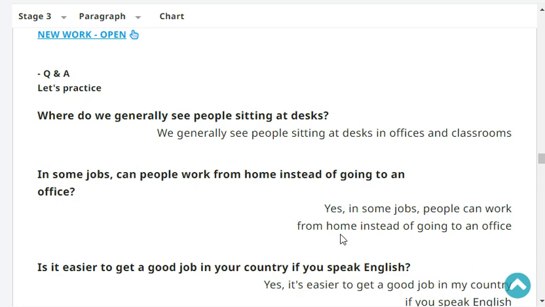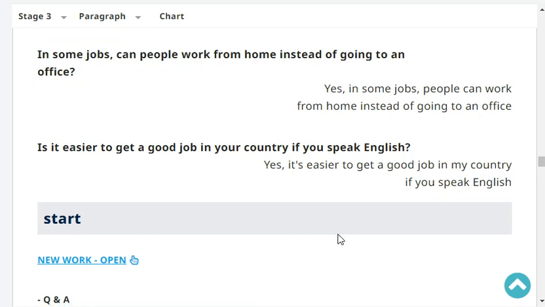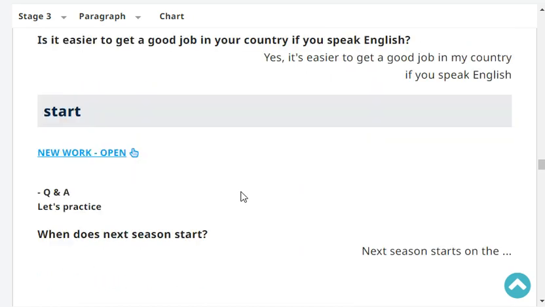Is it easier to get a good job in your country if you speak English? Yes, it's easier to get a good job in my country if you speak English. Very good.